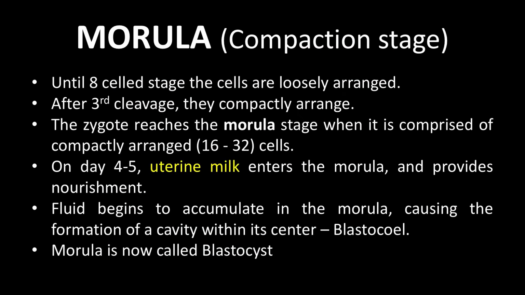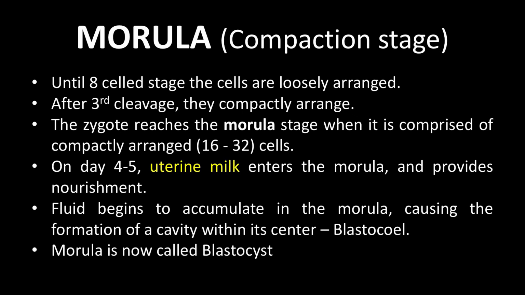Now coming to the compact stage, we see zygote to 2 celled, then 4 celled, then 8 celled stage division happened, then we are getting a 16 celled morula. This morula is a compact unit. All the cells are very compactly associated. So we also say this is the compaction stage. After the third cleavage, they compactly arrange.